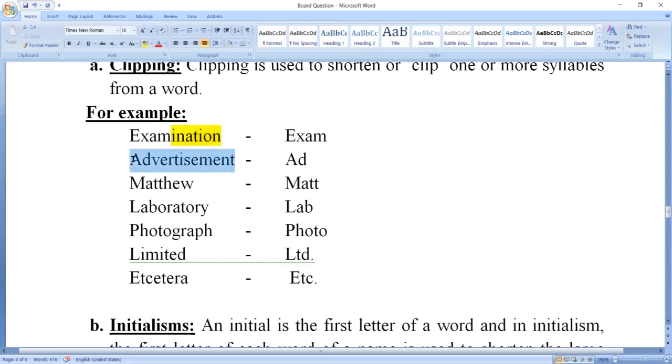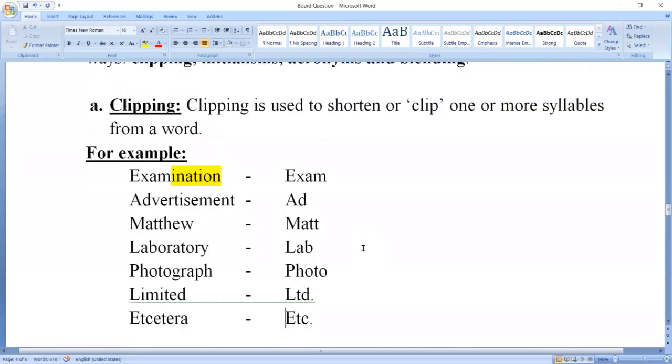In the same way, advertisement has become ad, mathematics has become math, laboratory has become lab, photograph has become photo, limited has become LTD, et cetera has become etc. We will pronounce the main word, but we will write it in this way. We will write LTD, but we will say limited. We will write etc, but we will say et cetera. So in this way, we can shorten the word to make a new word. Ad is a new word, but gives the same meaning as advertisement. So this is called the system of clipping.